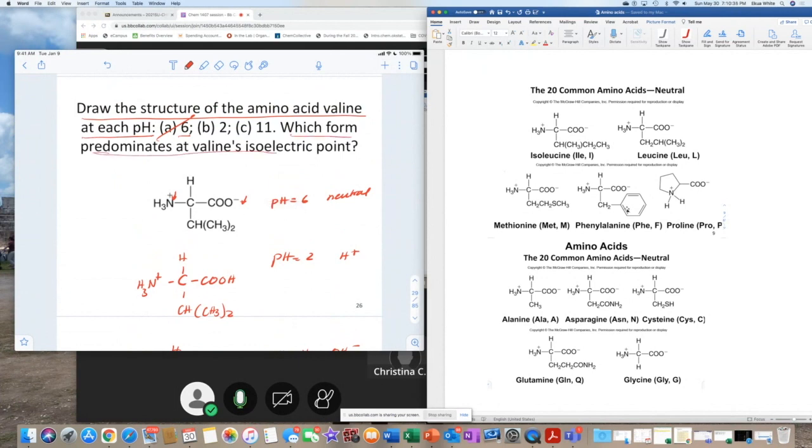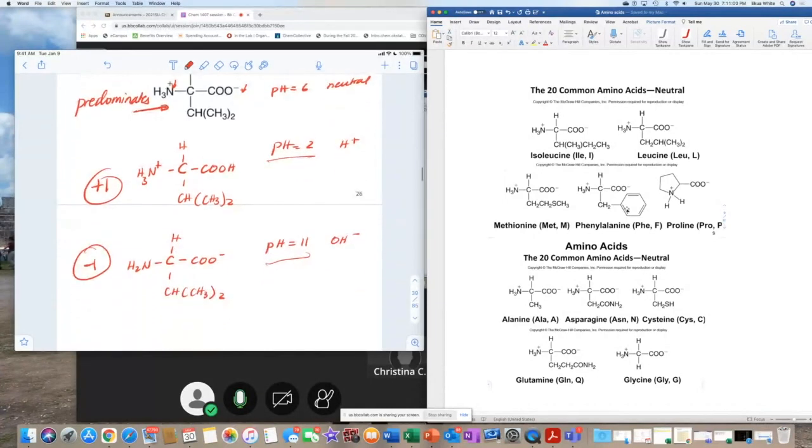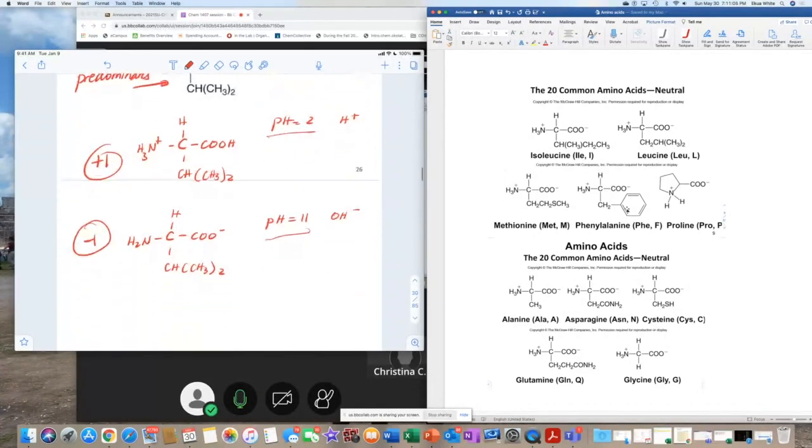Which form predominates at valine's isoelectric point? Are you kidding me? Predominates. This one here predominates at the isoelectric point. Because at the isoelectric point, you don't really have an overall charge, right? So it can't be the pH of 2 or pH of 11 because they have an overall charge of positive 1 and negative 1, which takes away from the whole isoelectric.